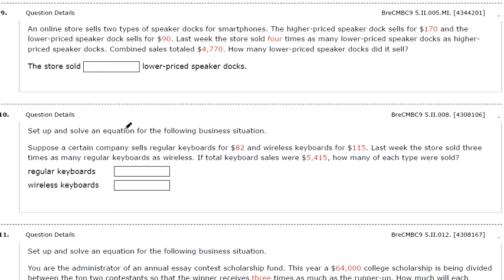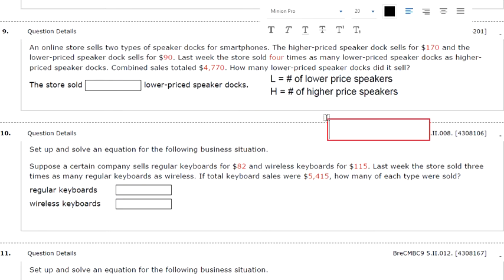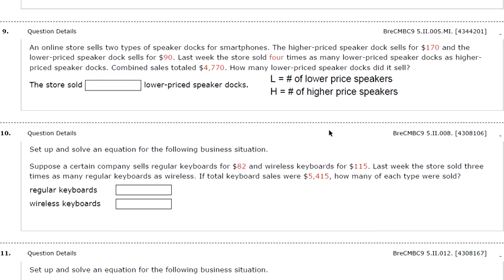There's a lot of words there, so there's a lot to try to translate. But the big idea that we want to focus on is we're looking for the number of lower-priced speaker docks. We want to know how many of those they sold. So what we can do is what I just did off to the side here. We'll let L stand for the number of lower-priced speaker docks, and H will stand for the number of higher-priced speaker docks. It's just shorthand for all those words. Okay, L is the number of lower-priced speaker docks. H is the number of higher-priced speaker docks.